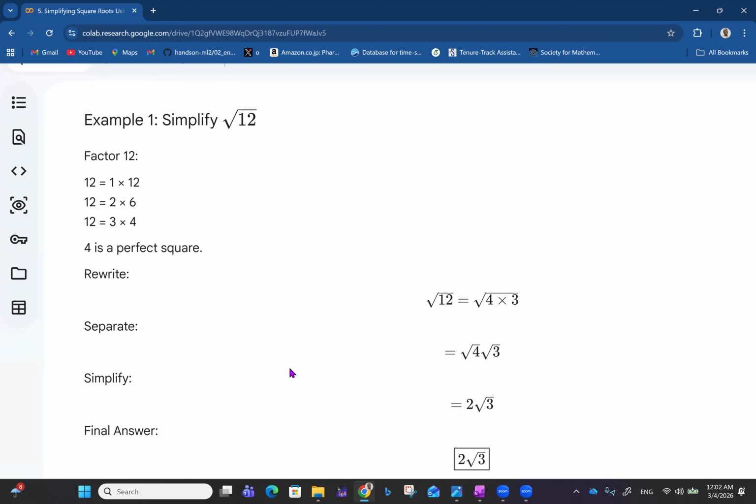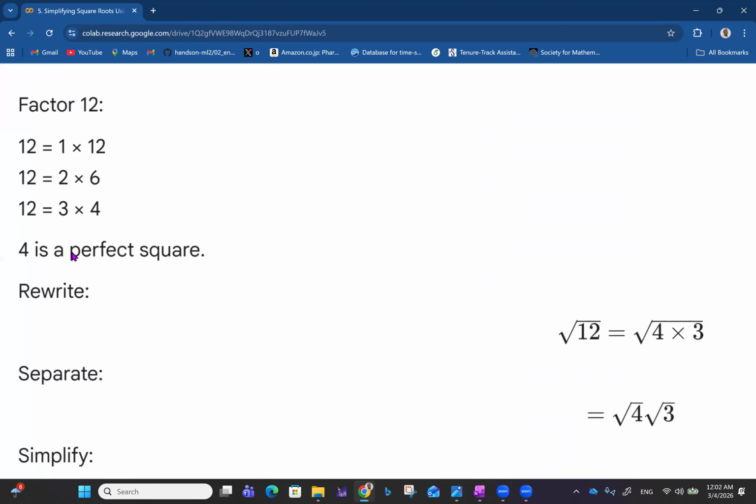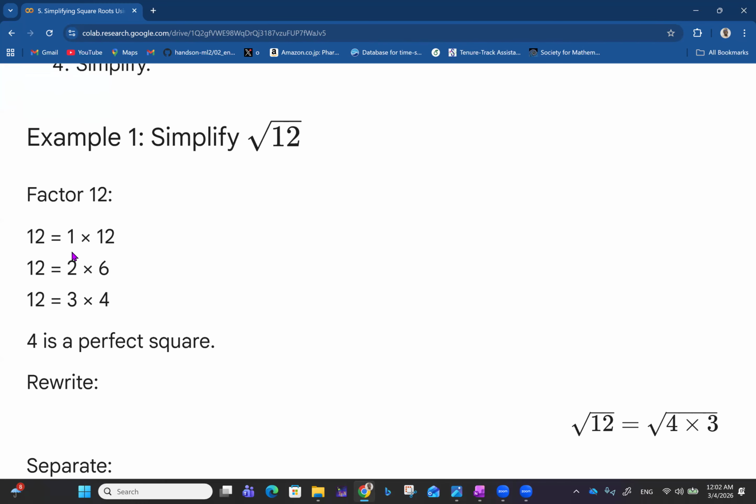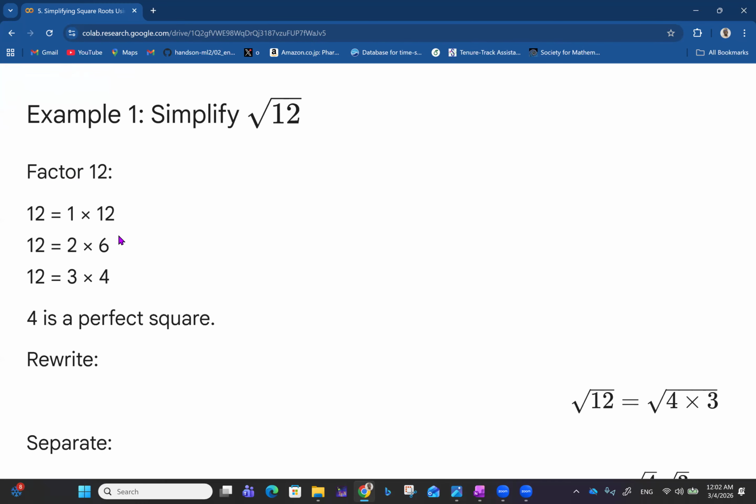we have the square root of 12 to factor. I want to make the perfect square factor as big as can be. So factor 12 down: 12 is 1 times 12, which is then 2 times 6, which is then 3 times 4. So these are the possible expressions of 12. But we see here that 4 is a perfect square.